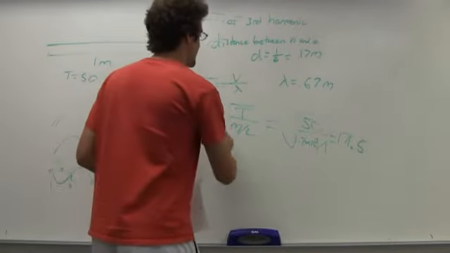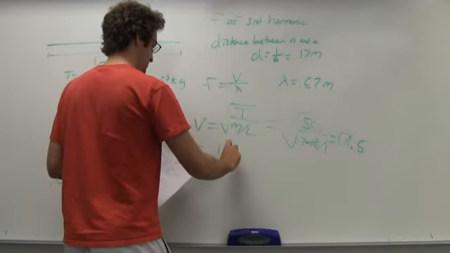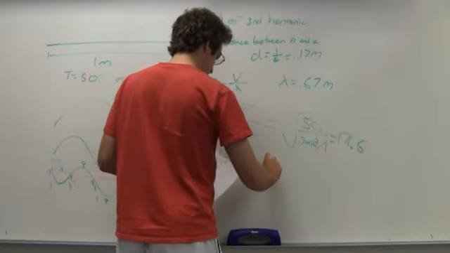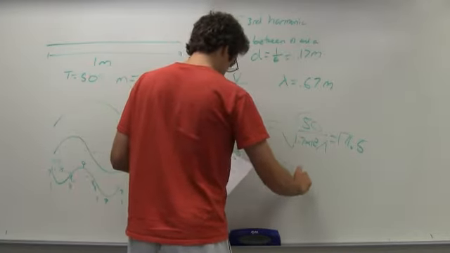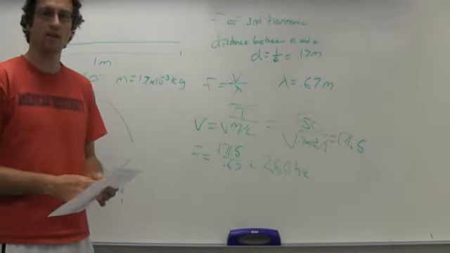So we just take the velocity over our wavelength, over 0.67, and we should get that it comes out to be 260 hertz. And that would be the frequency of the third harmonic.